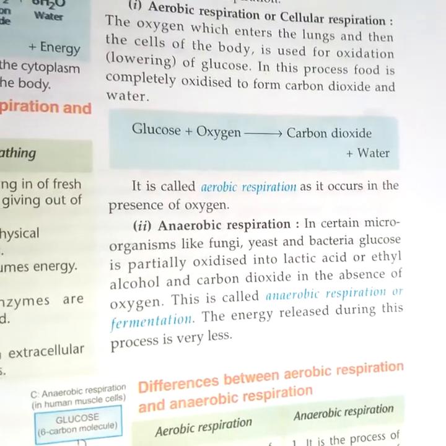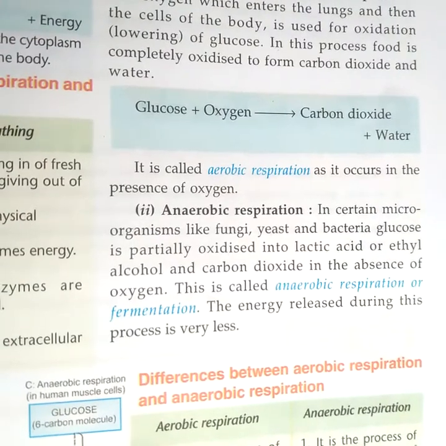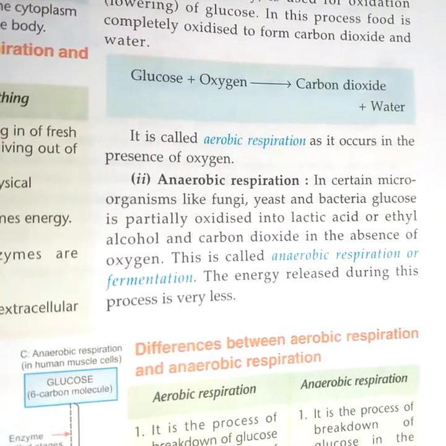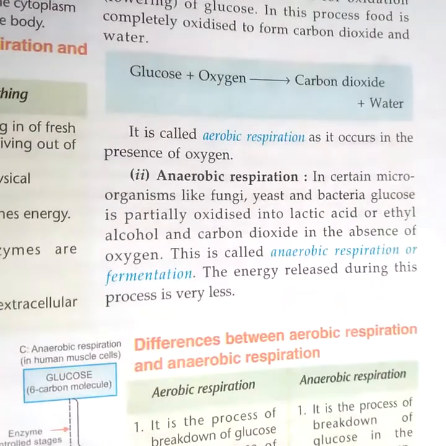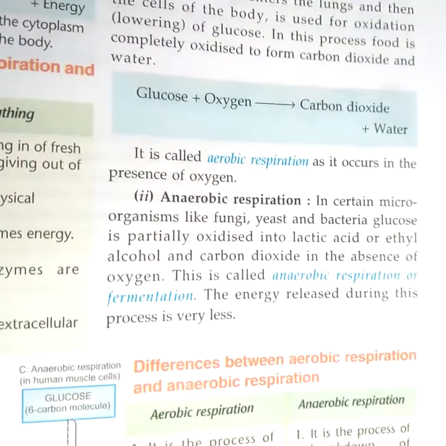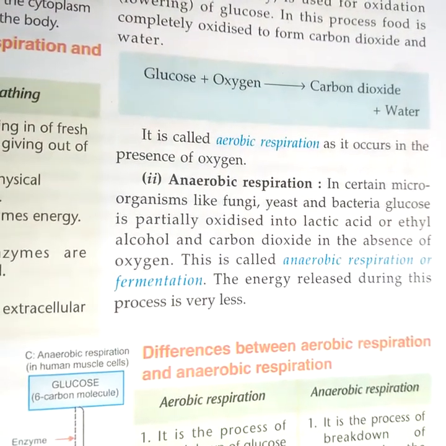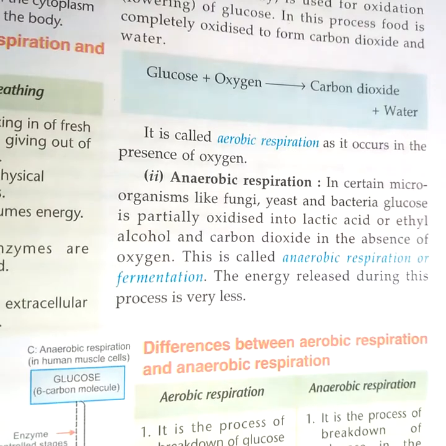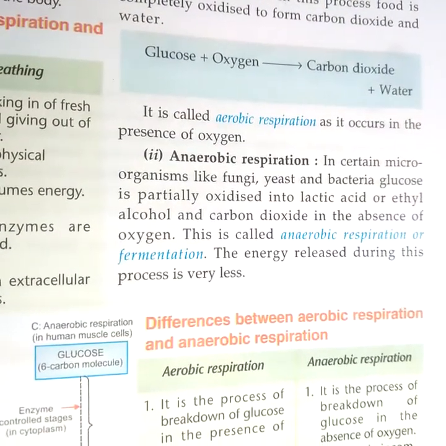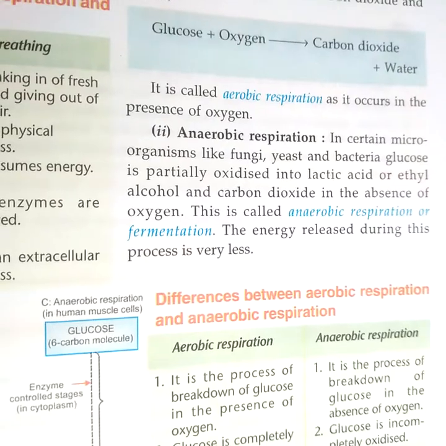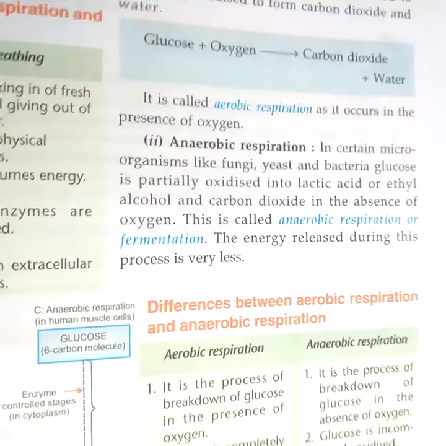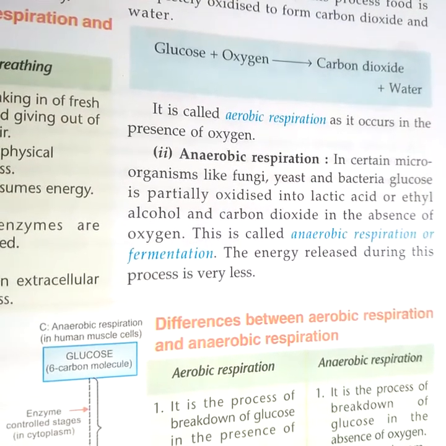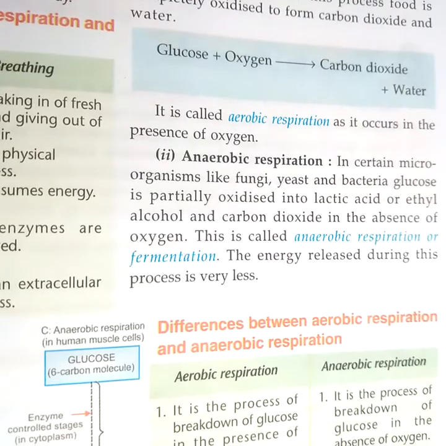Now, the second one is anaerobic respiration. Anaerobic respiration, from its name it is clear that it takes place in absence of oxygen. In certain microorganisms like fungi, yeast and bacteria, glucose is partially oxidized into lactic acid or ethyl alcohol. So two steps are there. The first one occurs in microorganisms like yeast and few species of bacteria. Here glucose is partially oxidized into ethyl alcohol, that is C2H5OH, carbon dioxide and very less amount of energy is released. This process is also known as fermentation.